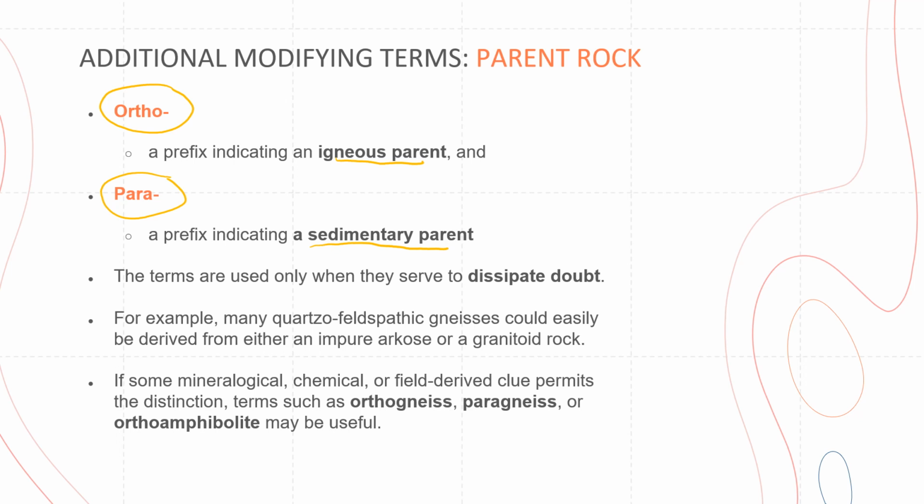So for example, a lot of quartzo-feldspathic gneisses could easily be derived from either an impure arkose, which is sedimentary, or a granitoid rock, which is igneous. So if you have some mineralogical, chemical, or field-derived clue to permit the distinction, then you can use terms such as orthogneiss or paragneiss or orthoamphibolite, because that makes it useful. It helps to dissipate any doubt.